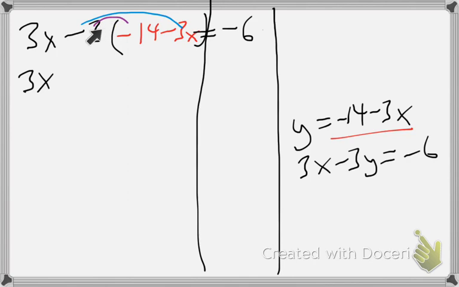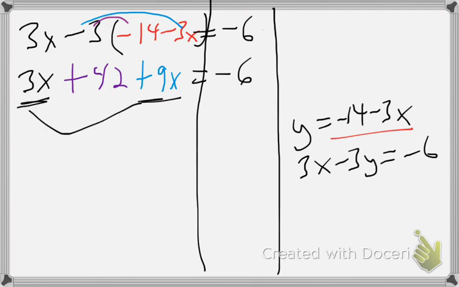So the purple one, I've got negative 3 times negative 14. Again, you could use your calculator for that. That would end up being positive 42. And then the blue one, you do negative 3 times negative 3x, positive 9x. This eliminates my parentheses, which is great because now I can do my like terms. 3x plus 9x reduces to 12x plus 42 is negative 6.